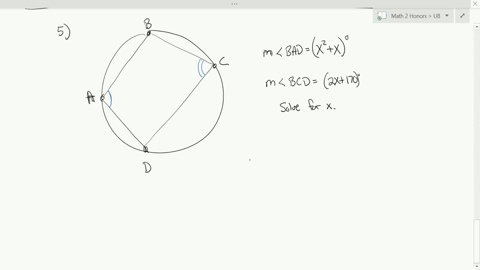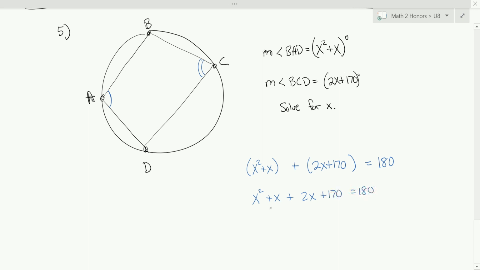So what you have to do is add them together. So the x squared plus x added together with the 2x plus 170. When you add them together, you know it's going to add up to 180. So it's a little different setup, but it uses the principle that we just learned. Now, although I have parentheses around here, that doesn't mean you multiply. There's a plus sign in between, so you could just drop the parentheses and it means the same thing. Don't let that throw you off.